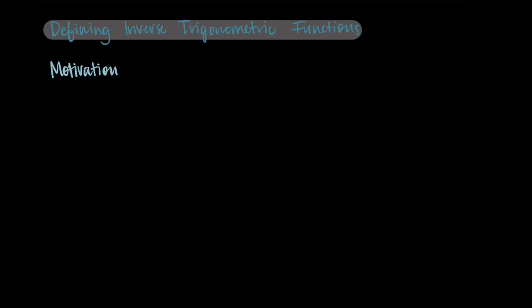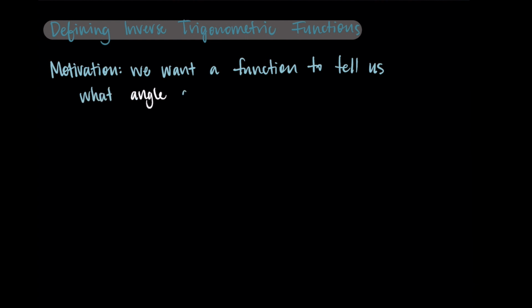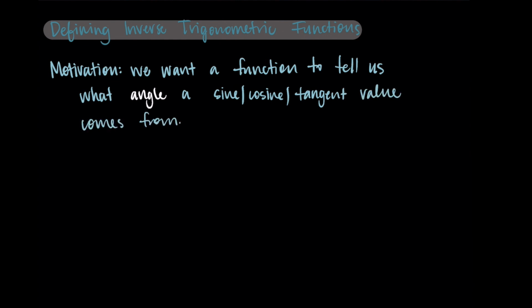Our motivation here is that we want a function to tell us what angle a sine, cosine, or tangent value comes from. Suppose you know the output of one of these functions is something, but you want to know which angle gave us it. Our inverse functions are going to allow us to do this.